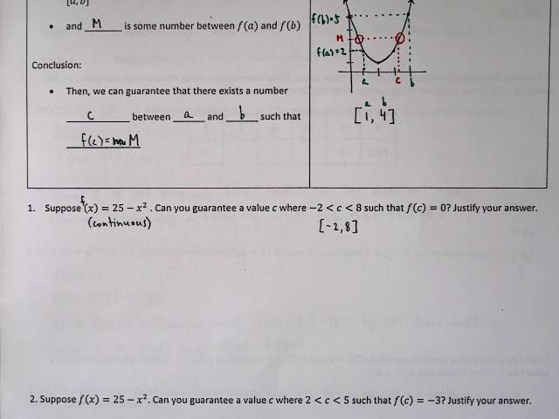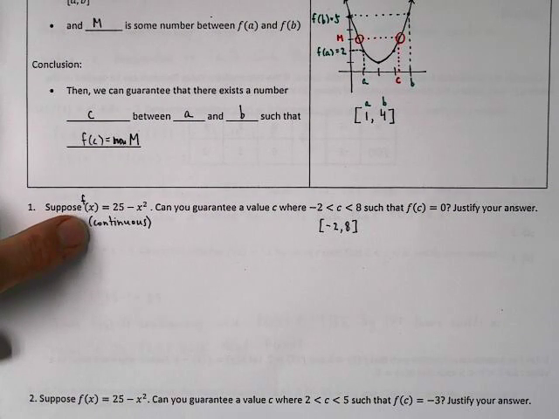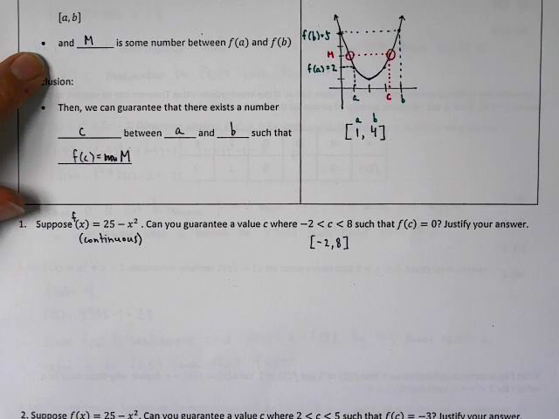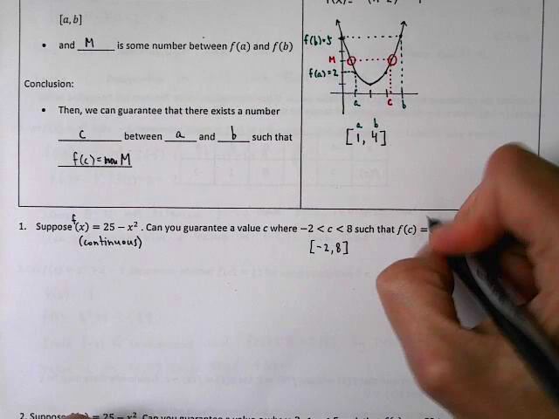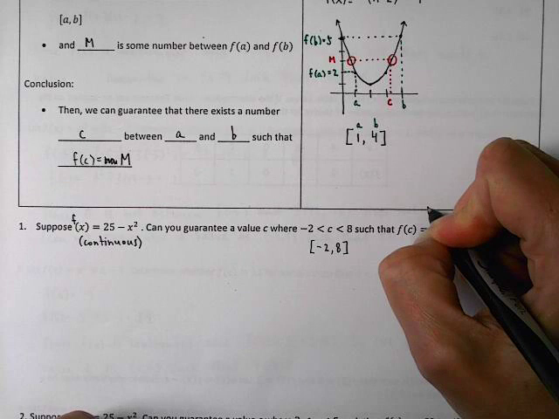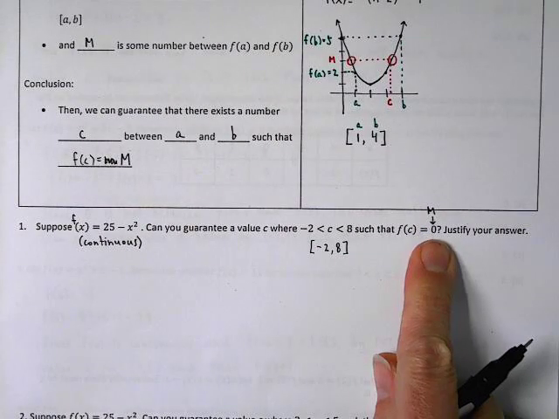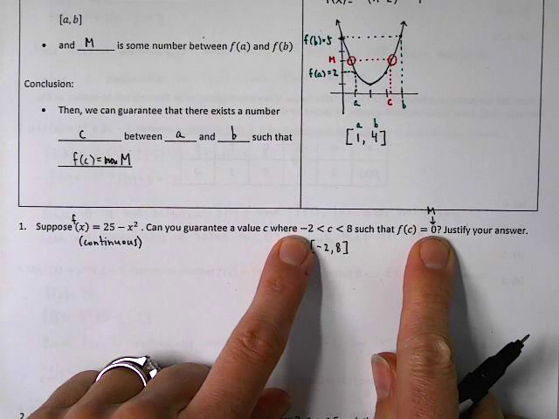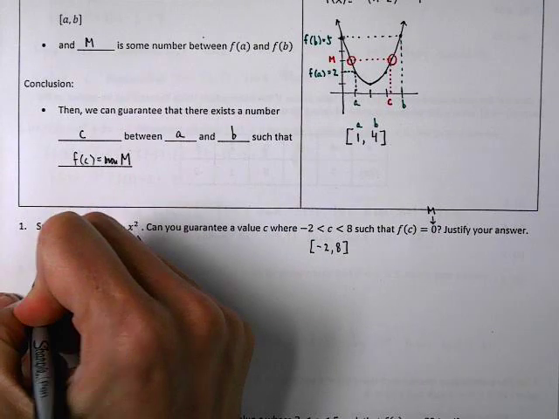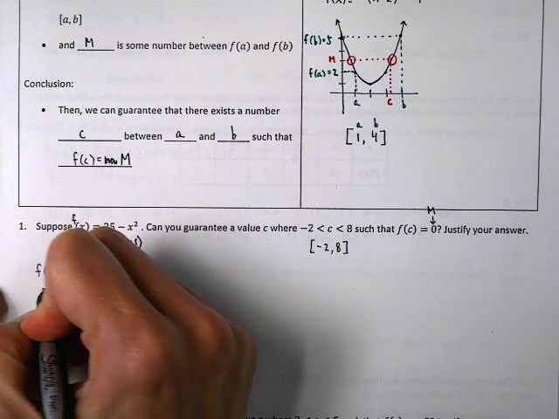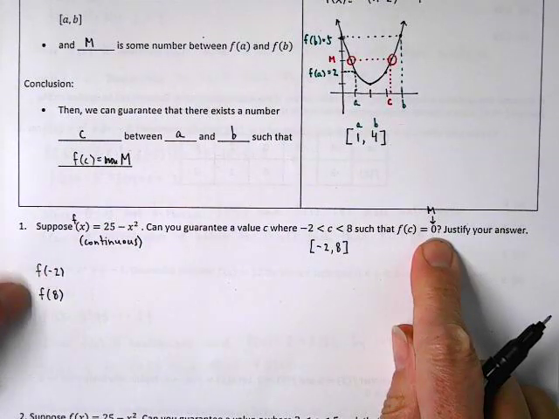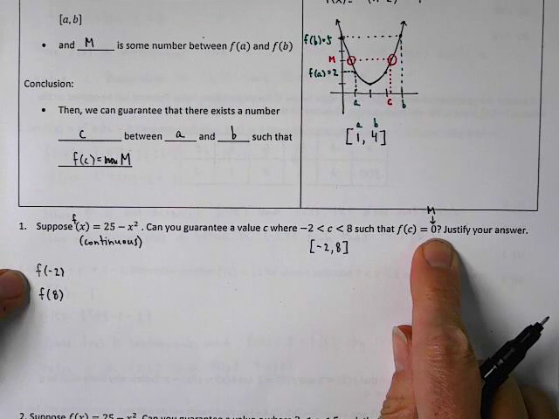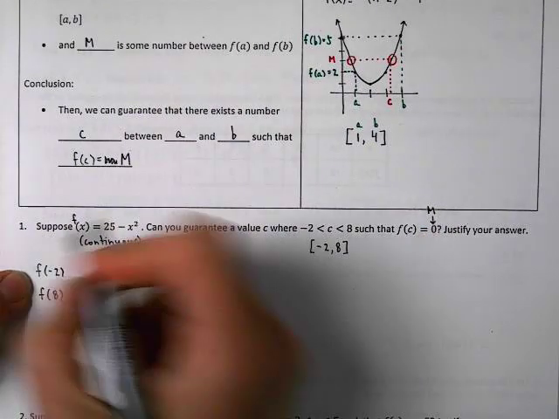So here's what it's going to look like. We already know it's continuous. The next thing I have to check, which is this bullet point here, is that this number, this is that m we were talking about, we have to check if this value is in between f of -2 and f of 8. If that value isn't in between these two values, then the intermediate value theorem doesn't apply. So let's go ahead and do this.